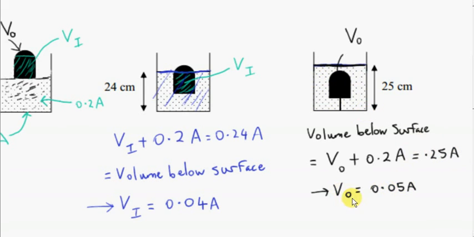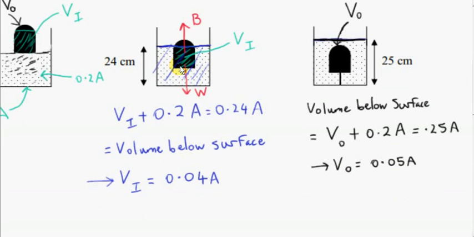So now we can get the volume of the object in terms of the cross-sectional area A of the cylinder. Now when the water level is 24 centimeters, we know that the object is floating. So by the law of flotation, the weight of the object, W, is equal to the buoyant force on the object, B. It just means that the object is in equilibrium.